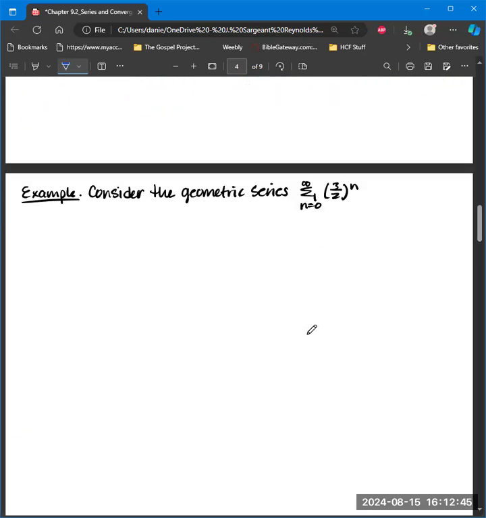All right, let's consider now 3/2 to the n. 3/2 is bigger than 1, so the series diverges. Don't even need to think about that. That's geometric, where my first term a0 is 1 here, and r is equal to 3 over 2.